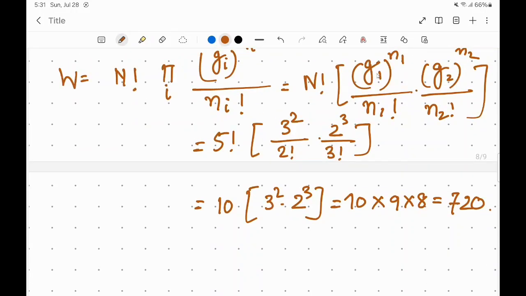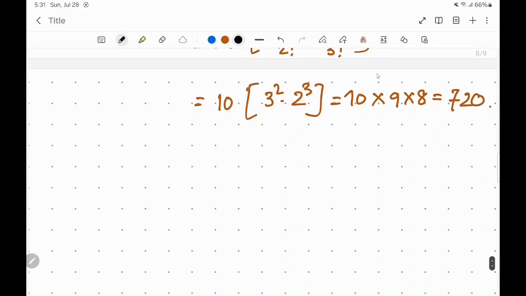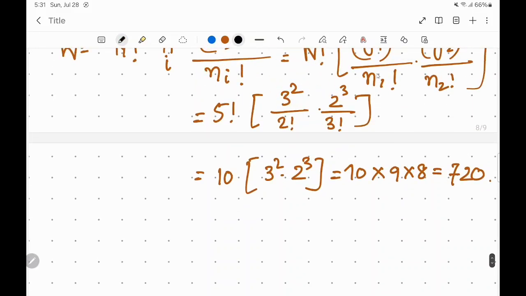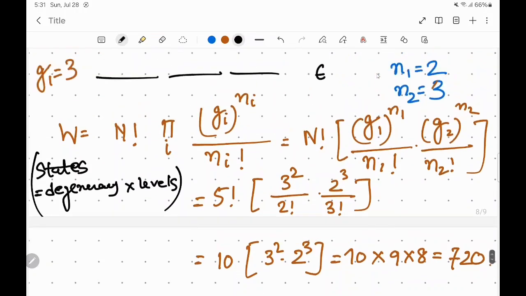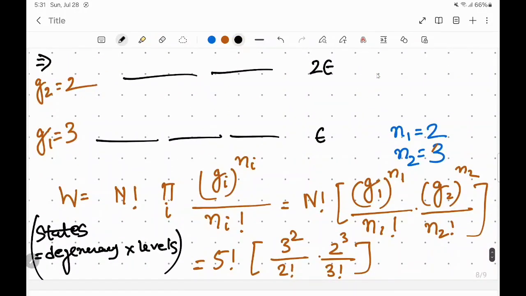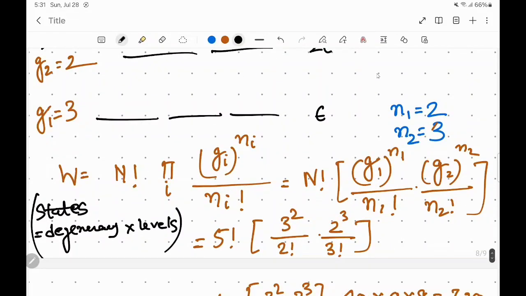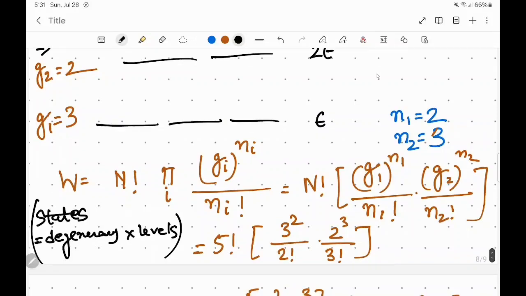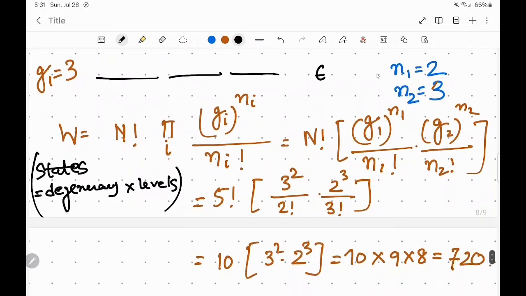Okay. GI by NI. So this you have to remember. It's better to remember the number of states equals the degeneracy into the number of levels. Correct? Here the number of states are how many? 3, right? For each level, the number of states is 3.